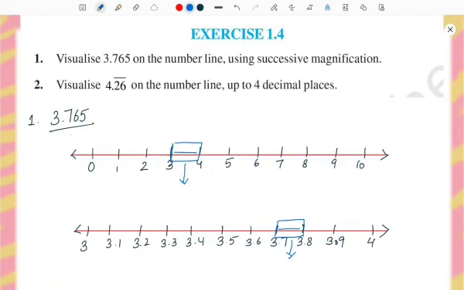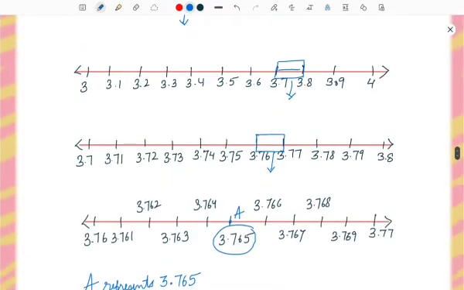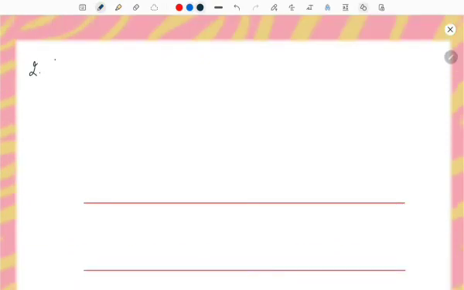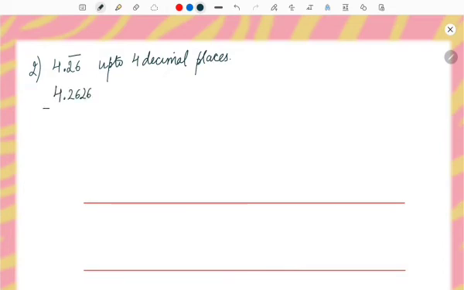For the second question, we have 4.26 bar on the number line up to 4 decimal places. What is it going to become? Up till 4 decimal places. We have done the same example. 4.2626. We have to find this number on the number line.